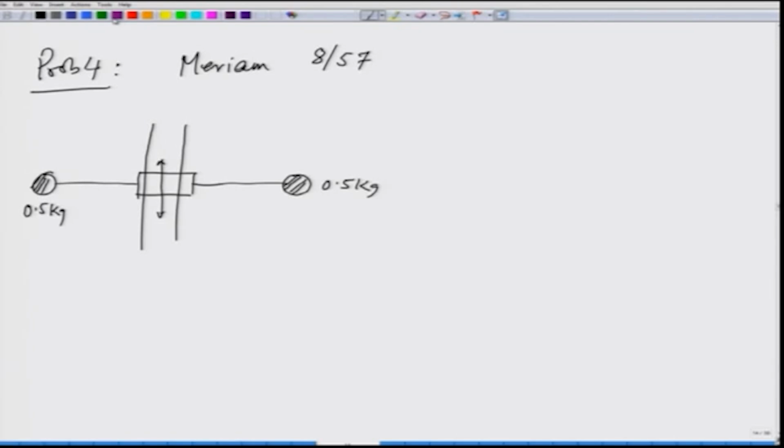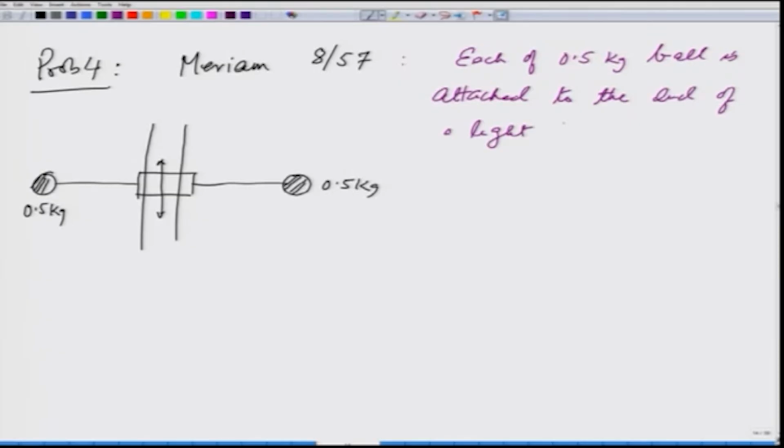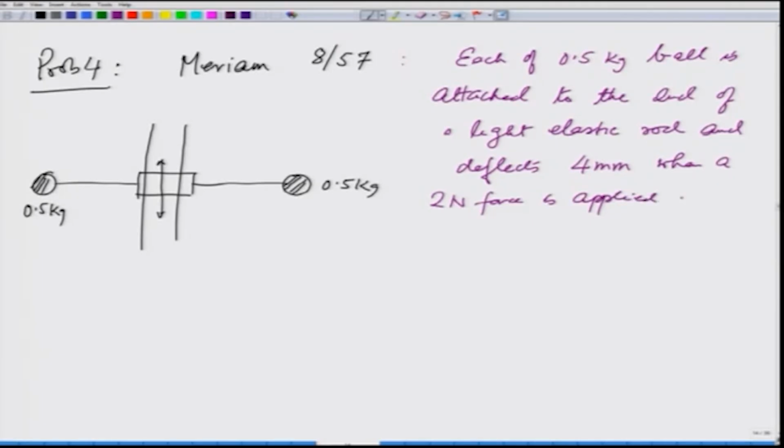So, the problem is stated as follows: each 0.5 kilogram ball is attached to the end of a light elastic rod and deflects 4 millimeters when a 2 Newton force is applied on it. So, this immediately gives you the stiffness coefficient of the rod.